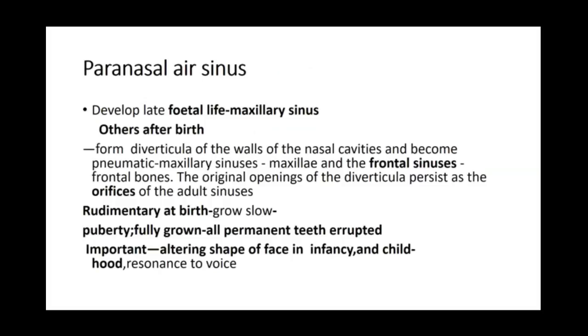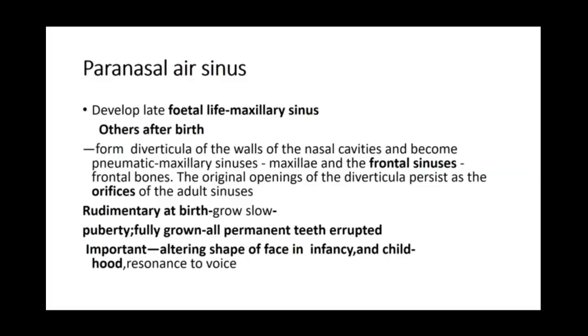The paranasal sinuses that develop in late fetal life: it's just the maxillary sinus which is developed. Others develop after birth. The maxillary sinus is the first one which is going to develop before birth, and it's a small one, but others develop from diverticula of the walls of the nasal cavities and become pneumatic. The maxillary sinus in the maxilla and the frontal sinuses in the frontal bones give extensions from the walls of the nose, and the openings persist as orifices of the adult sinuses.